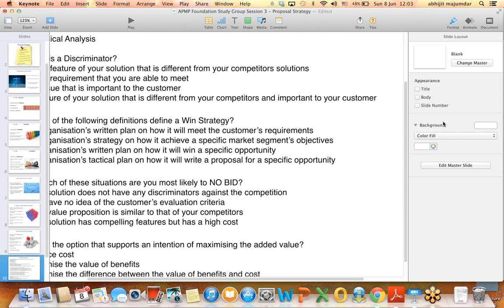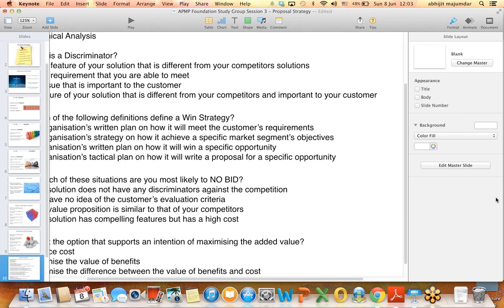Any other questions, Arpit or others? So this is about the proposal strategy.